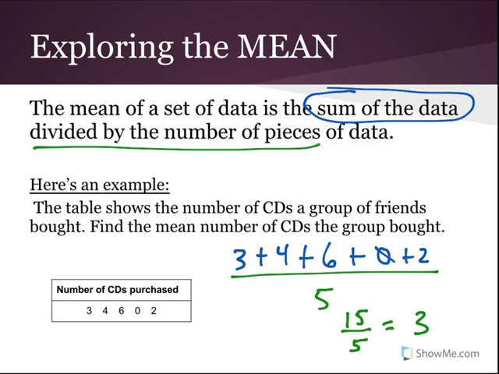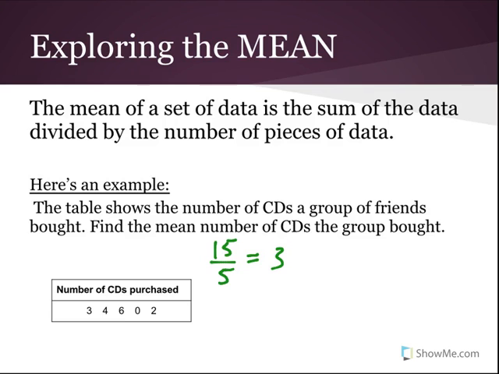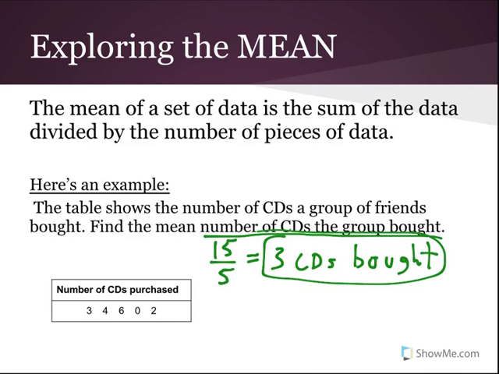Now, what does 3 represent? 3 represents the number of CDs the group bought. So let's write it as that. 3 CDs bought. Now, let's get in the habit of circling our answer. Okay, so that's an example of the mean.